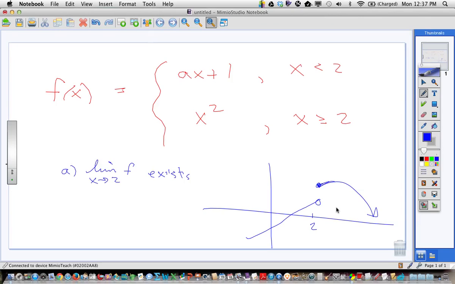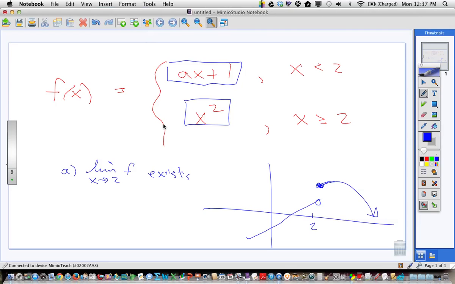So would the limit exist there? No. What would we have to do to make the limit exist? I got to bring it down. So that this output and this output are the same when x is 2.